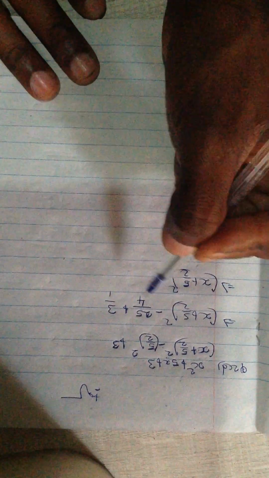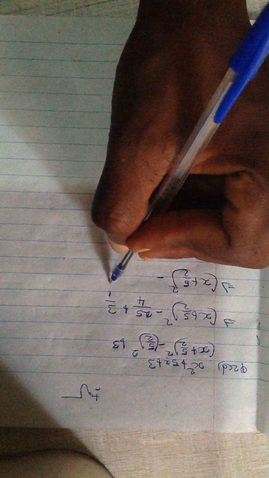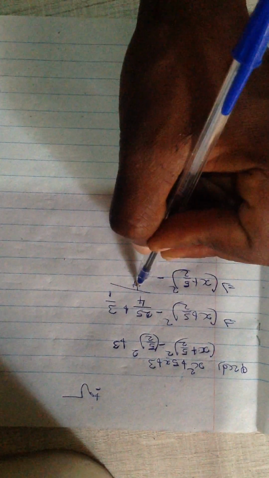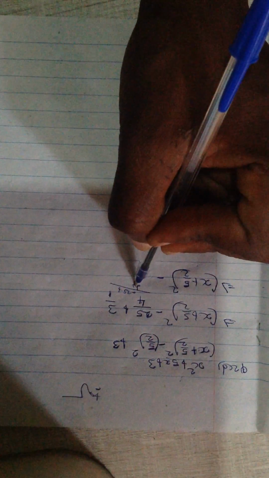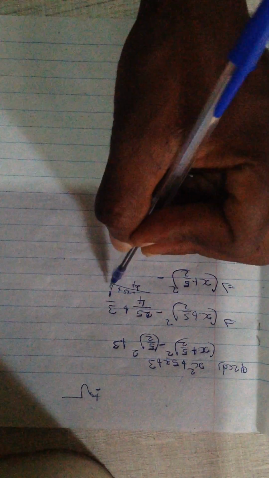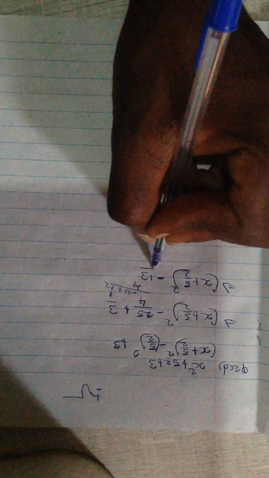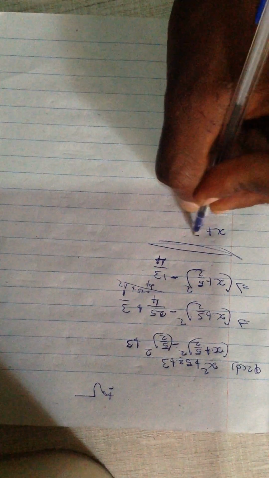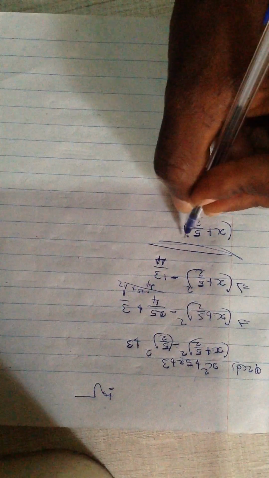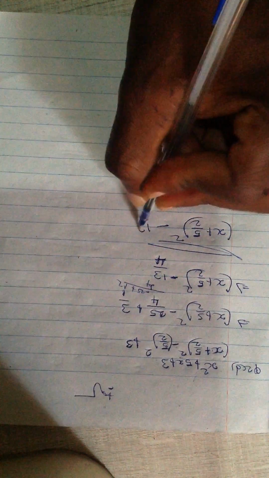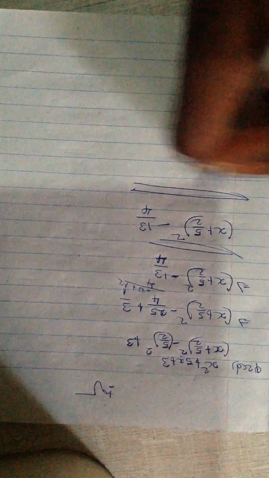What is our common denominator here? That's 4. 4 into 4, 1 times negative 25, that's negative 25. Plus 1 into 4, 4 times 3, that's 12. So what is negative 25 plus 12? You're going to have negative 13 over 4. So we're going to have something like this: x plus 5/2, you square it, minus 13/4. This one becomes your answer.